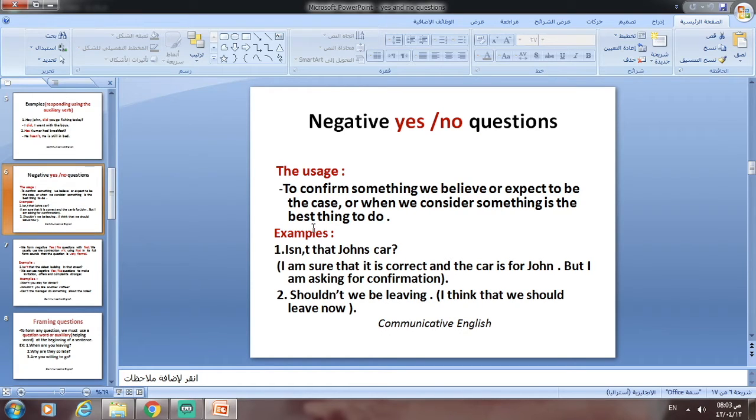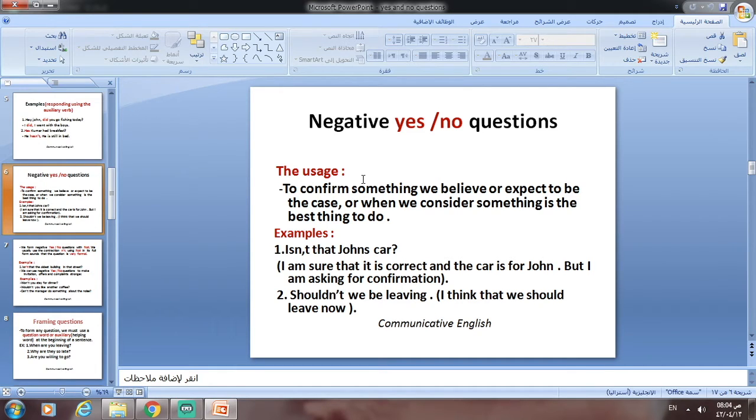So sometimes we use negative yes/no questions. Why do we call it a negative yes/no question? Because the question starts with a negative, the abbreviation n't, or not. We use negative yes/no questions to confirm something we believe or expect to be the case, or sometimes when we consider something is the best thing to do.